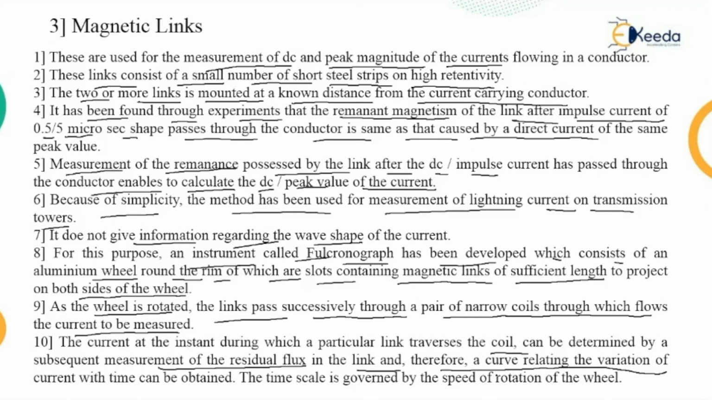So this is all the information about DC current measurement, where there are three methods used, and these three methods are helpful for the measurement of DC high current. So that's all with this lecture. Hopefully you all have understood the concept of DC current measurement. We'll see the measurement of AC current and impulse current in the next lectures.